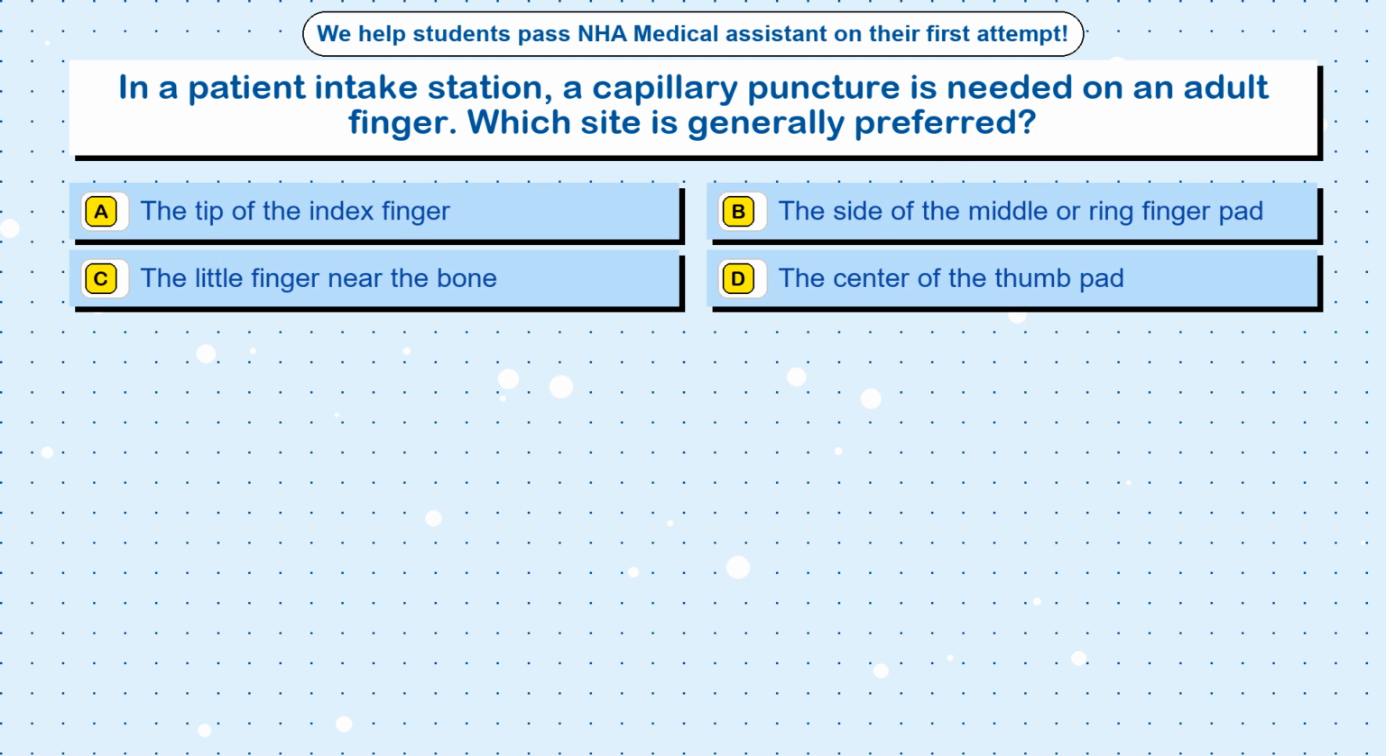Question 1. In a patient intake station, a capillary puncture is needed on an adult finger. Which side is generally preferred? Option A. The tip of the index finger. Option B. The side of the middle or ring finger pad. Option C. The little finger near the bone. Option D. The center of the thumb pad.